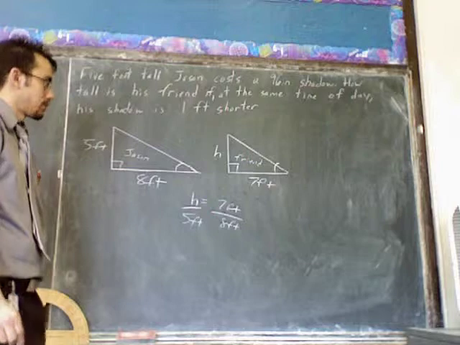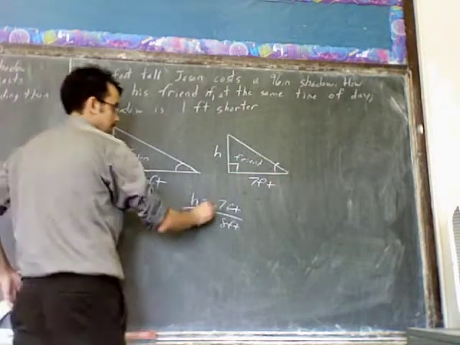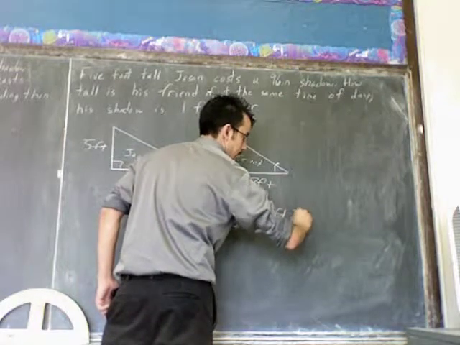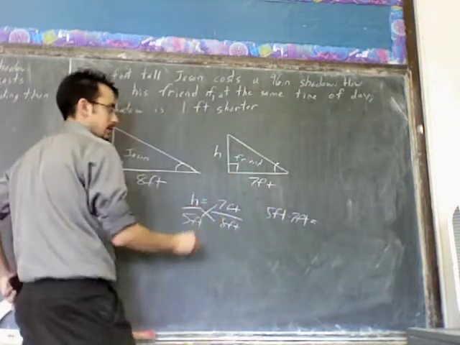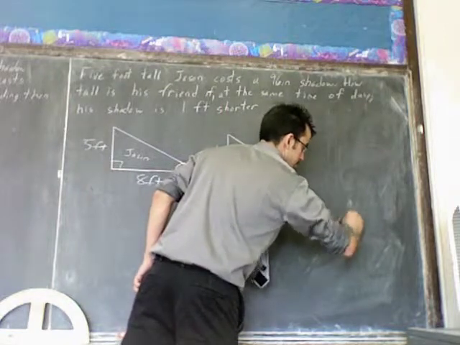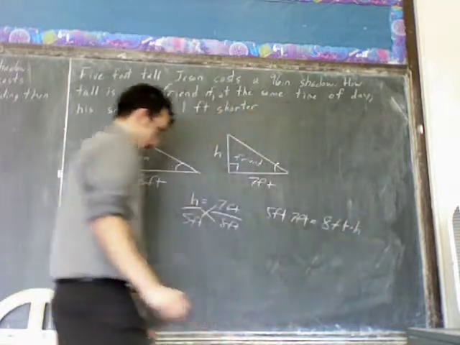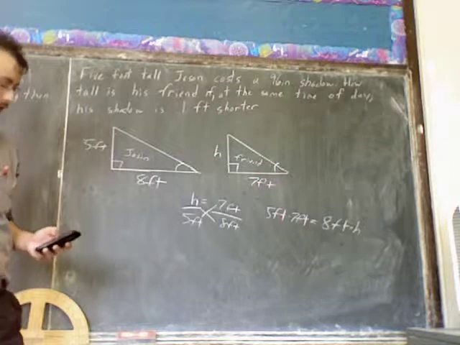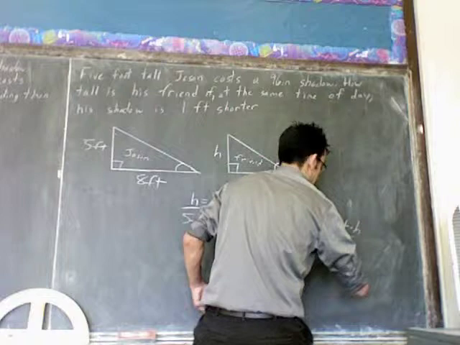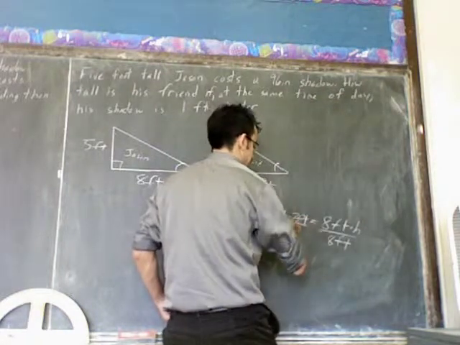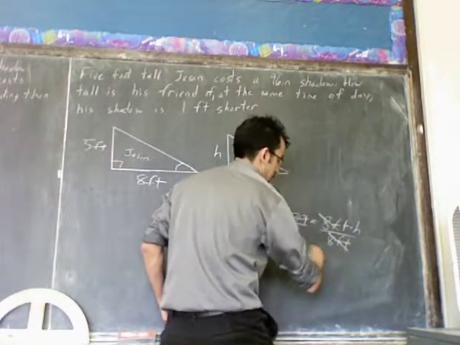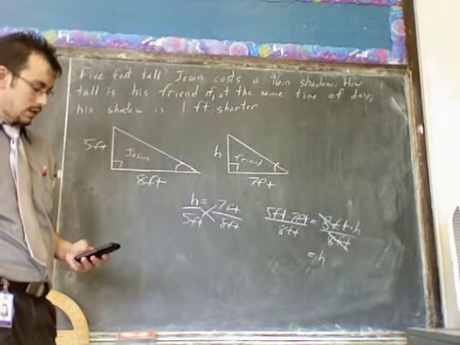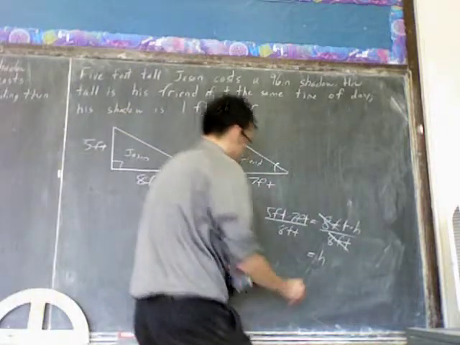And now simply all we have to do here is cross multiply. 5 feet times 7 feet equals 8 feet times H feet. And now all we have to do is divide, and we will get our answer. Divide both sides by 8 feet. And 5 times 7 is 35. 35 divided by 8 will give us 4 3/8.